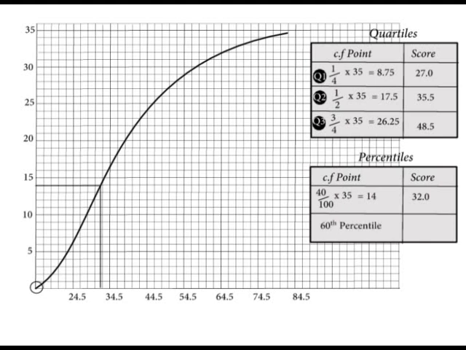60th percentile, 60 over 100 times 35 is 21. We draw that line and read the value on the graph. It's 39.5.